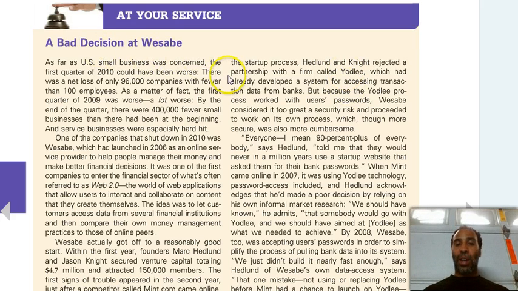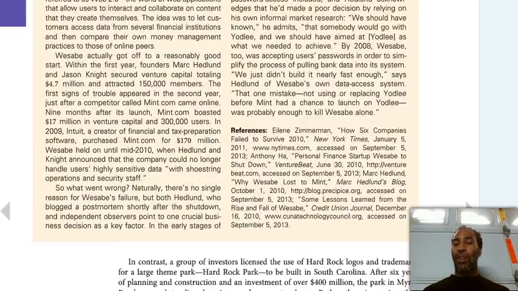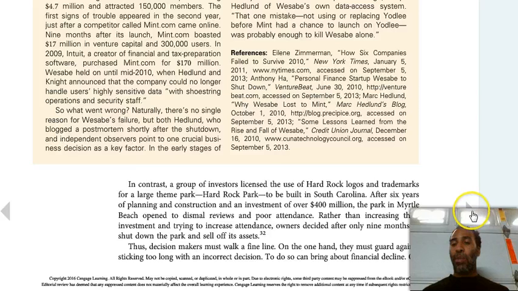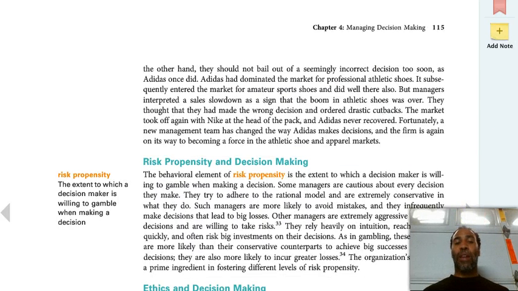I want you to read At Your Service, A Bad Decision at Wesaby, right? Check that out. They have such good stories in these books, not just this book, but in most of the textbooks that we have at the campus. I really enjoy the fact that they take real life things and attach them back to these terms, because that way you can recognize it when you're out there in the real world and in business.